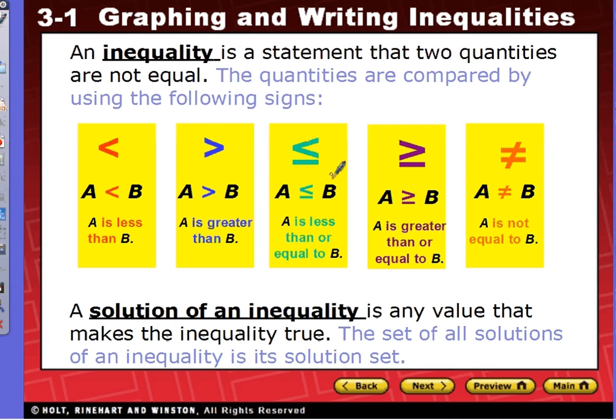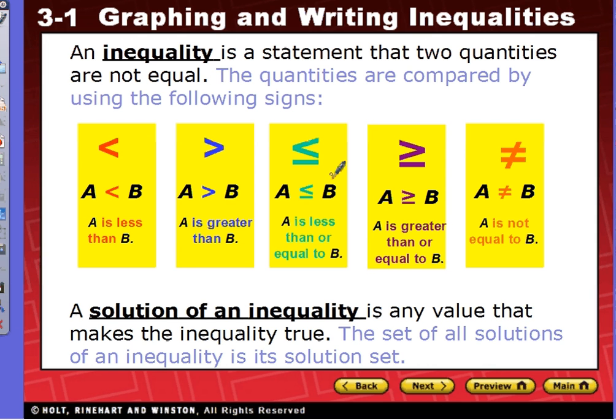Welcome back. Time for chapter 3. We're going to start out with 3-1, graphing and writing inequalities. This is a pretty short, easy section of the textbook, really just reviewing some vocabulary and how to graph those inequalities. You did this last year, so it shouldn't be too much new information here.